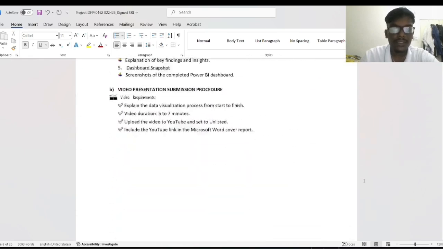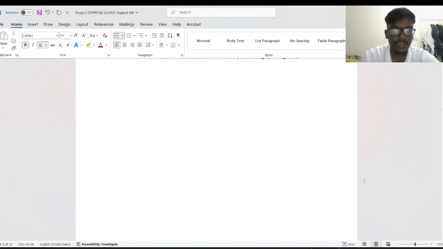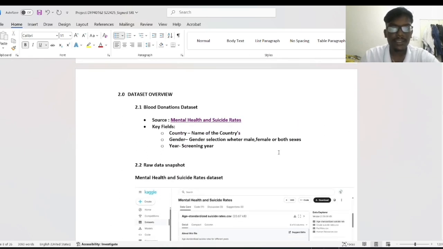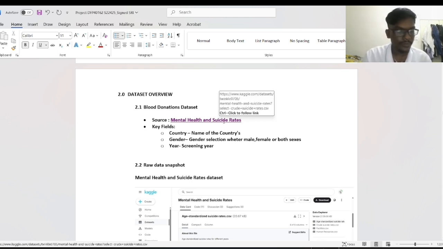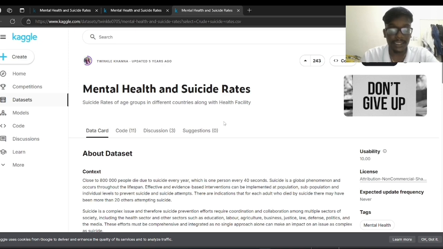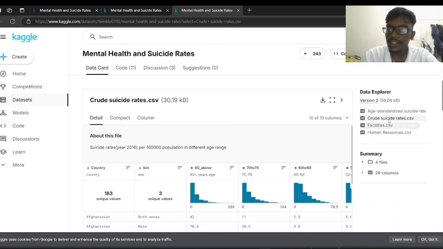So the first thing, we need to insert the data set. To insert the data set, you choose the website. So we choose this website to insert the data set. So here you can download the data set. So we download the age standardized suicide rates and also group suicide rates and facilities. And last one is human resources.